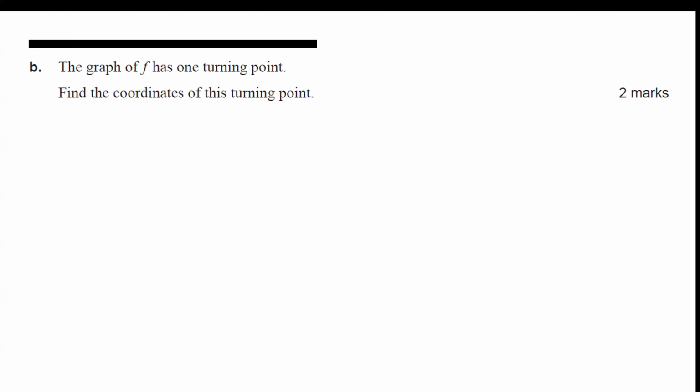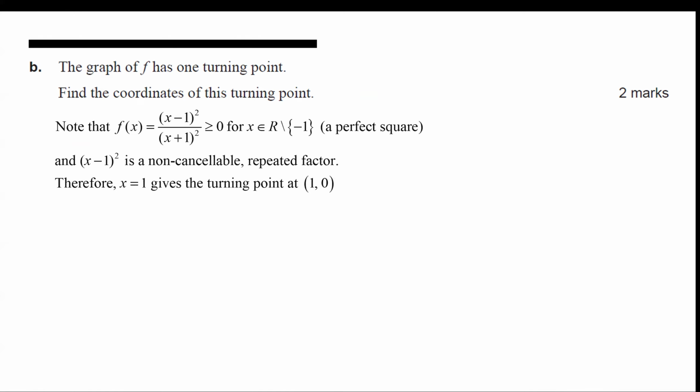Part B, the graph of f has 1 turning point, so we want to find the coordinates of this turning point. Notice that f of x equals x minus 1 squared divided by x plus 1 squared. It's a perfect square, greater than or equal to 0. The denominator cannot be 0, but the numerator is not cancelable, and it is possible to be 0 when x equals 1. Also notice that the numerator alone is a non-cancelable repeated factor. Therefore, x equals 1 gives you the minimum turning point at (1, 0).